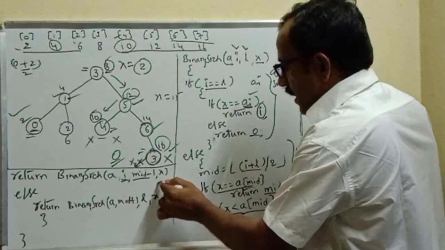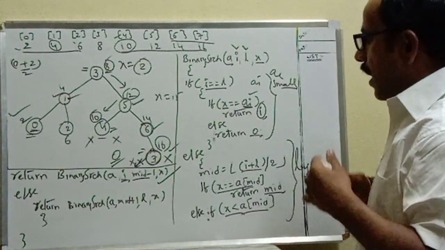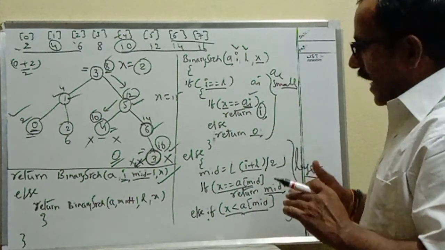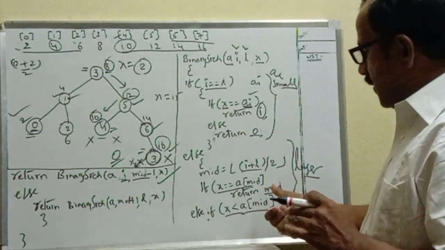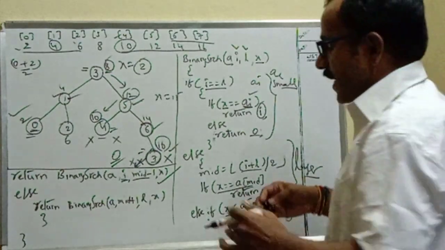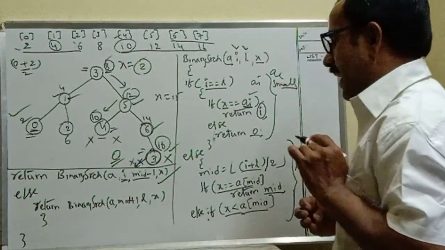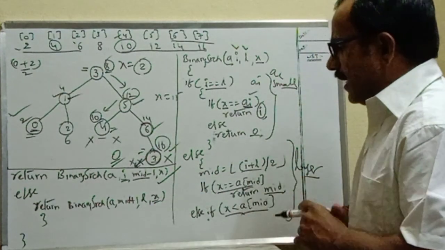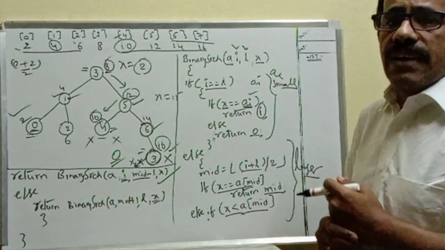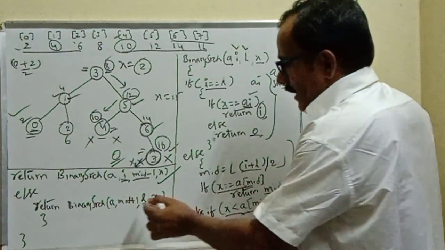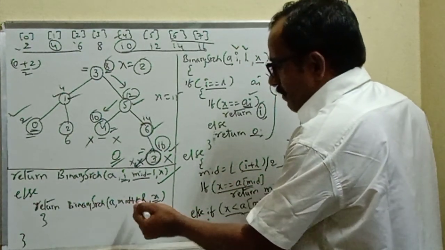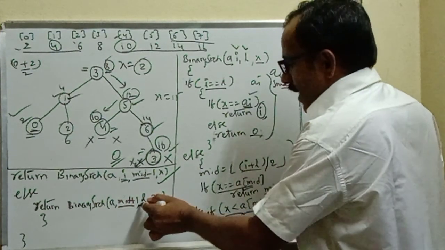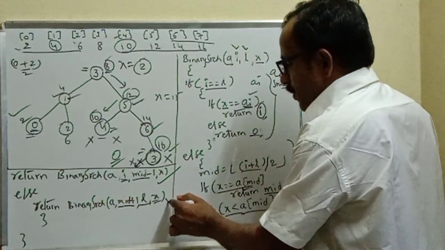Then the binary search procedure becomes like this. Else means equal to is false, and less than A of mid is also false. Then there is only one condition, that is greater than. Greater than means X should be at the right side portion, but we don't know whether X is there or not. But we need to search the right side portion of mid. Then we need to start from the immediate location of mid. The immediate location of mid is mid plus 1, and the last location is L. So the binary search procedure becomes like this.